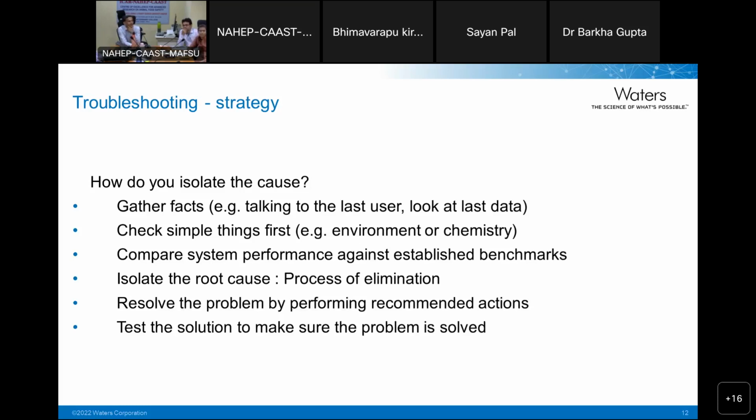Test the solution to make sure the problem is solved. Once you come to some judgment that this can solve my problem, then actually run that sample and ensure that it has been solved to the totality. And once that is done, educate others to avoid the problem in the future.